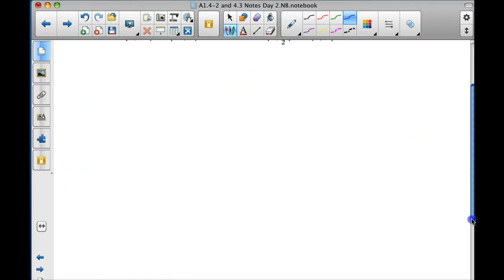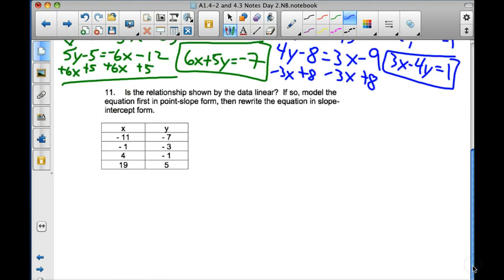All right. Last problem. Is the relationship shown by the data linear? If so, let's write the equation in point slope form, and then in slope intercept form. I think slope intercept form is easier to get. So everybody circle slope intercept form, that's our final answer. How do we know if something's linear? The slope is the same. So let's see if we get the same slope.